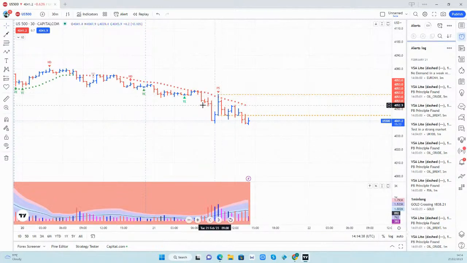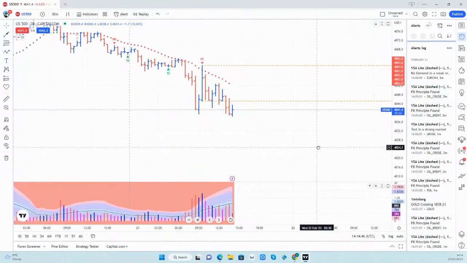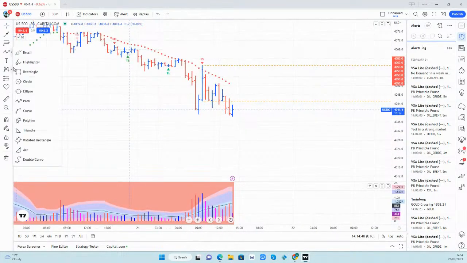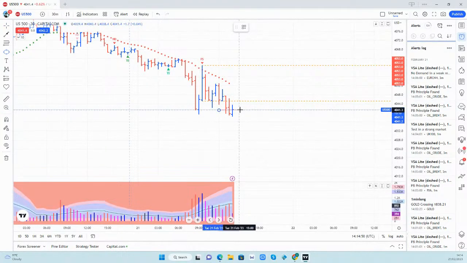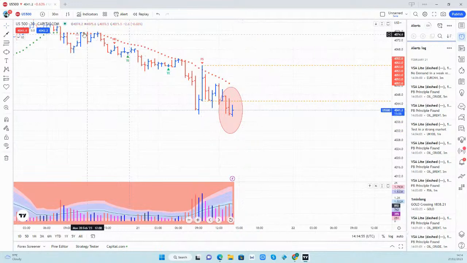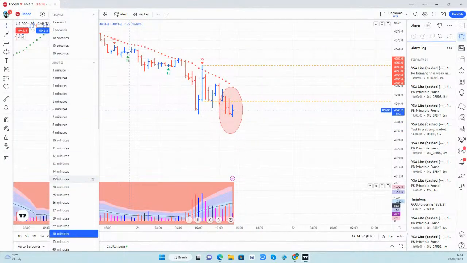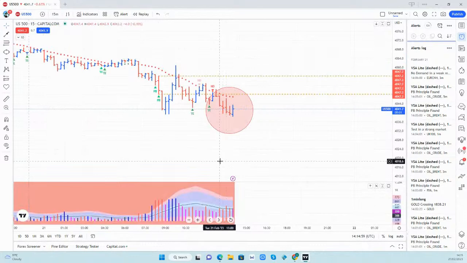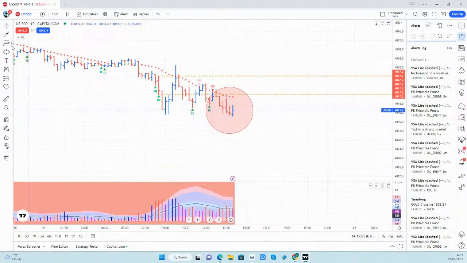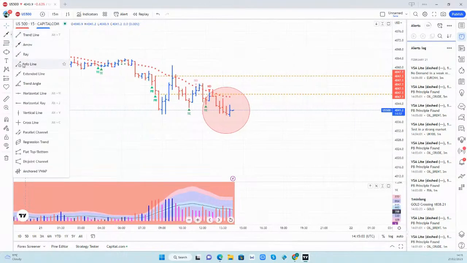The PS has also appeared on the 30 minutes chart. Now ideally I want to see a no demand. Now let me see if I've got any no demand anywhere. This is the area of interest where I want to enter the trade. Okay, so I have a look at the 15 minutes chart. There's a no demand there. So what I do, let me mark it.